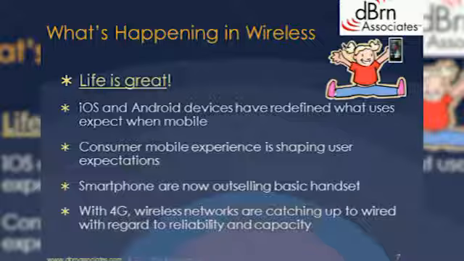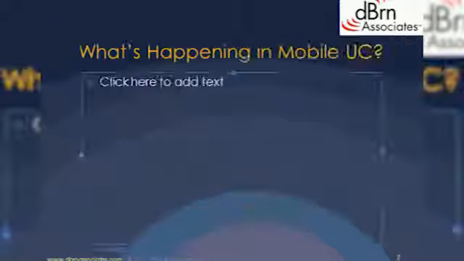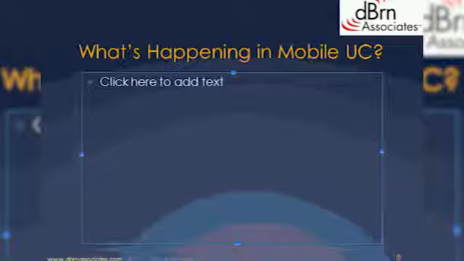And now with the growing deployments of 4G, wireless networks are catching up to the wired networks with regard to reliability and capacity. So things are happening on the consumer side, but the big question is, what's happening on mobile UC? Well, for the moment, not a lot. All of the IP PBX and UC vendors have introduced mobile UC clients. The user take rate we found has been way below expectations.